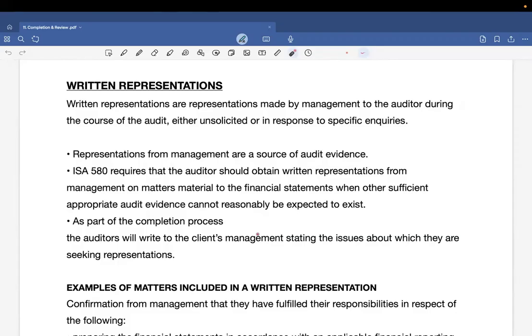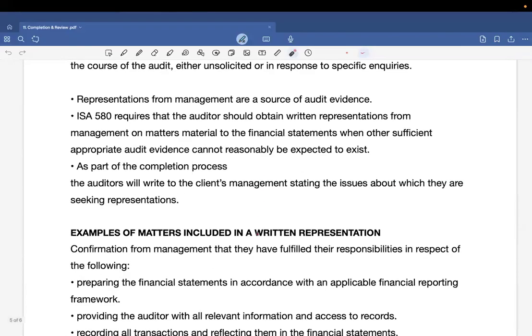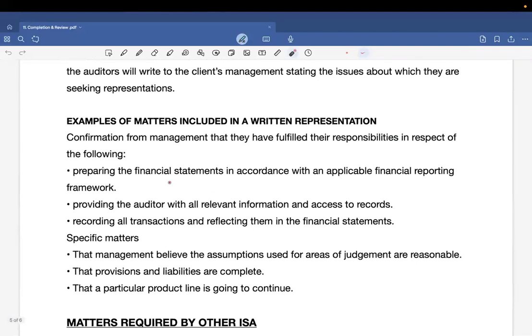Written representation individually is not a very good audit evidence. Always and always, the audit evidence is good when the auditor has obtained it from an external source or from what he has actually been investigating, examining or inspecting. Clear? So these are all last resort. If nothing else could be done, you're going to get the written representation. And as part of the completion process to issue the audit report, you also need the management written representation. Clear?